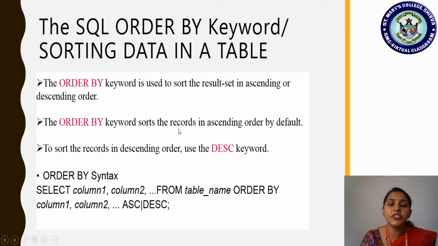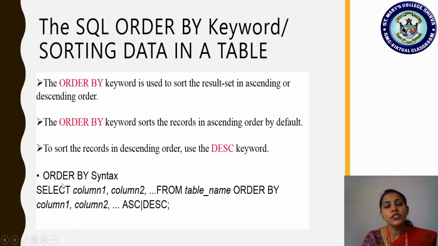Suppose you are not mentioning whether you want it in ascending or descending, if you include this keyword, by default it is going to sort the information or data in which order? Ascending order. Okay, to sort the records in descending order, use which keyword? DESC keyword. So let us find certain examples below where we are making use of the order by keyword. Suppose we want the order in a descending pattern, then how to include this keyword DESC.